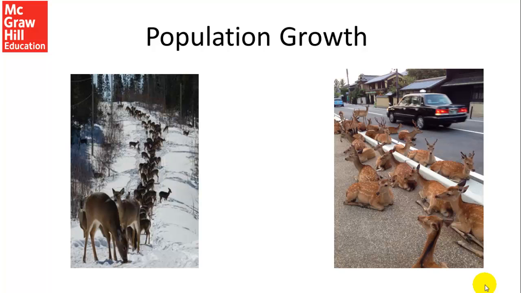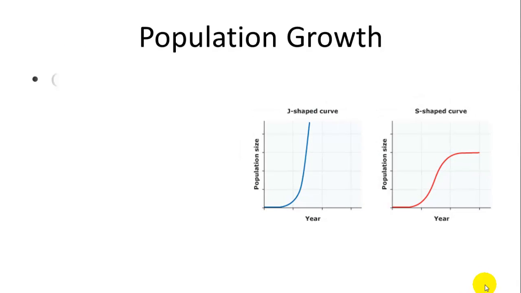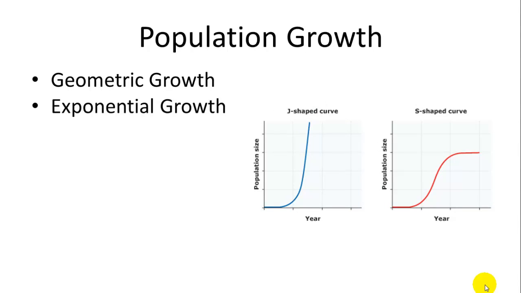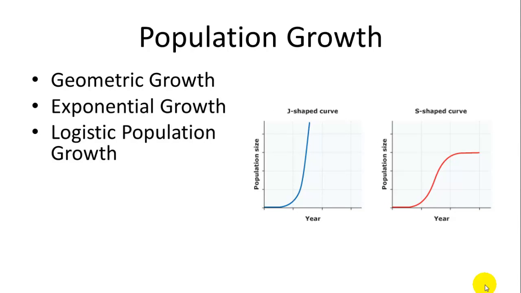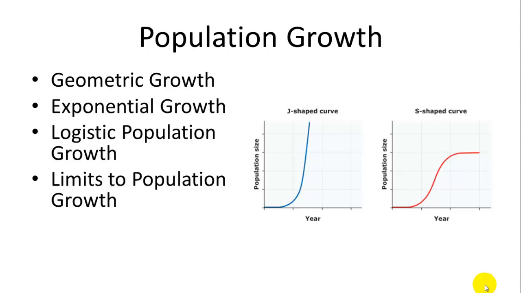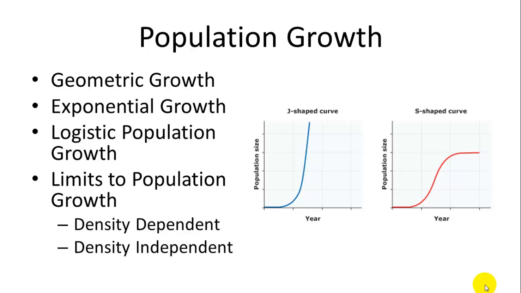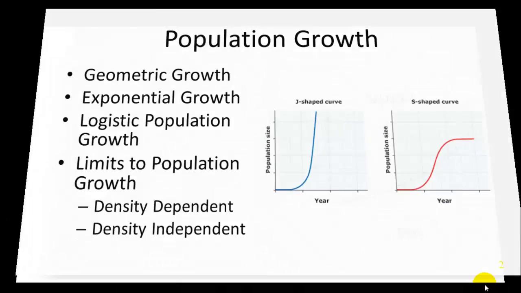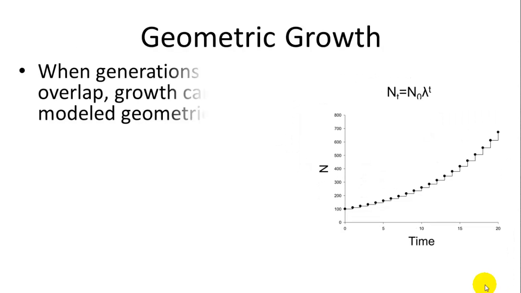So we'll talk about the different types of growth, but we're going to start with geometric growth, which is not really realistic, but a good place to start. Then we'll talk about exponential growth, logistic growth, and limits to population growth, including density-dependent and density-independent factors. Alright, so geometric growth is where the generations do not overlap, and so this can be modeled geometrically.